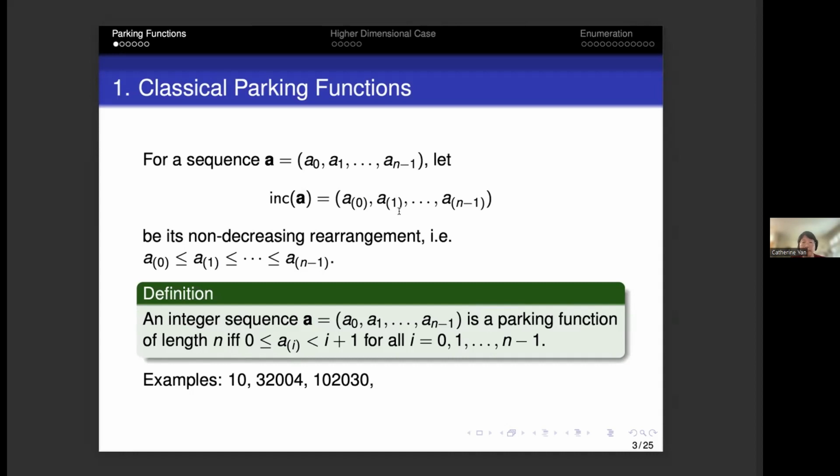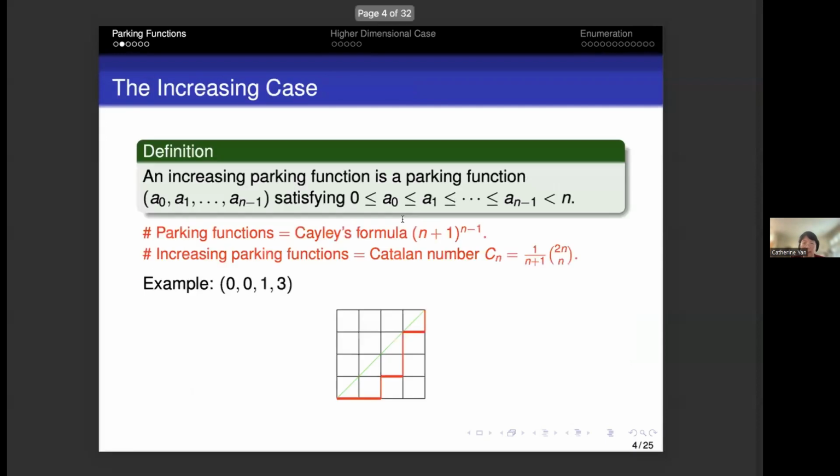So, the definition: an integer sequence of length n is a parking function if and only if the ith order statistic lies between 0 and at most i. I give a bunch of easy examples as you can check. Among parking functions, there's a notion of increasing parking functions, which just means it is a parking function and the terms already show up from small to large.